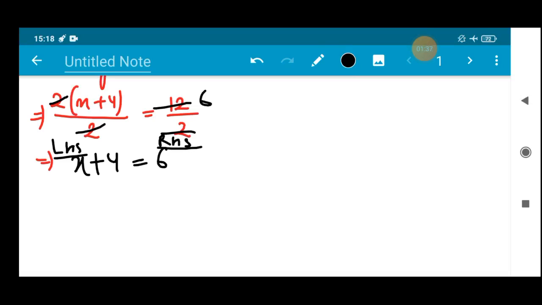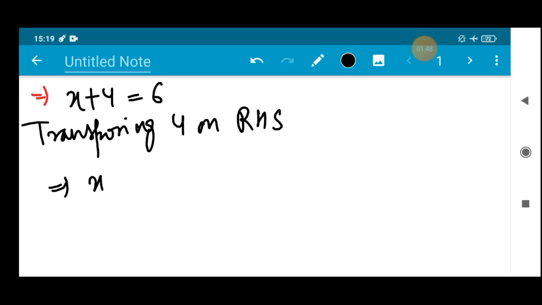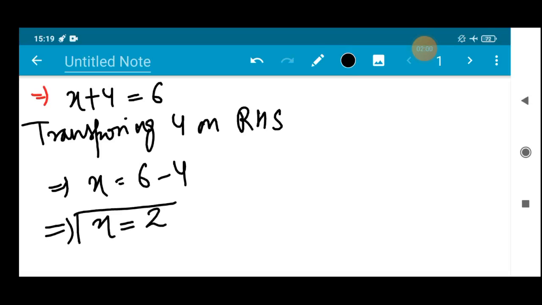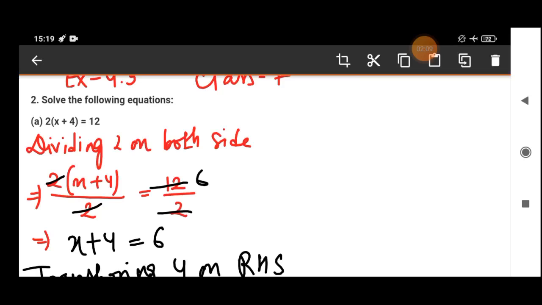So I can transpose this 4 to the right hand side, and I will write here transposing 4 on right hand side. If I do so, I'll be getting x = 6 - 4, right? Absolutely, because there is a plus 4, and if I transpose to the right hand side, I'll be getting minus 4. The value will be 6 - 4 = 2. Just see, simple step, isn't it? Very easy.